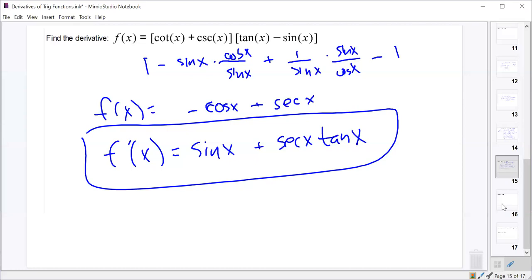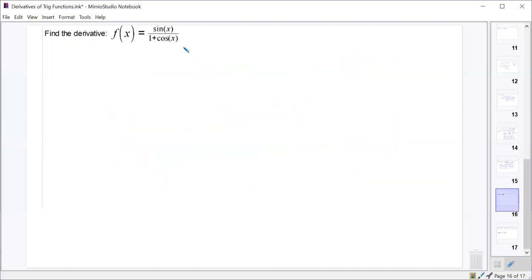All right, we got a couple more, and then we will move on to our quiz. So, how are we going to find the derivative of sine x over 1 plus cosine x? What rule will we use? Quotient rule. And is there any simplification we can do first that anybody sees? I don't see any. So let's just try and take the derivative. Let's use the quotient rule.